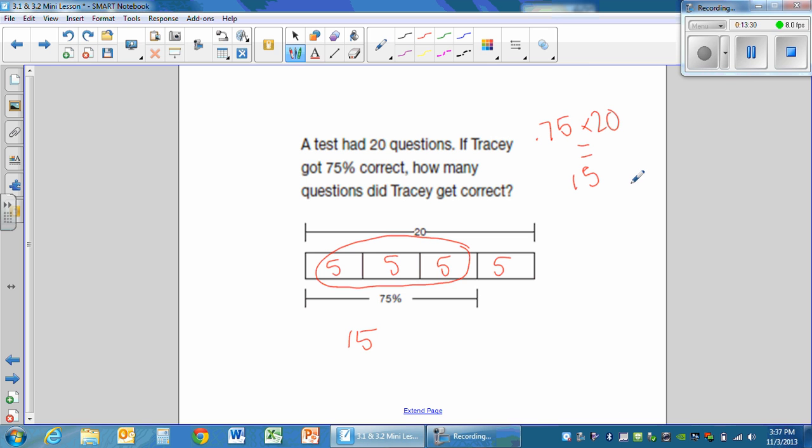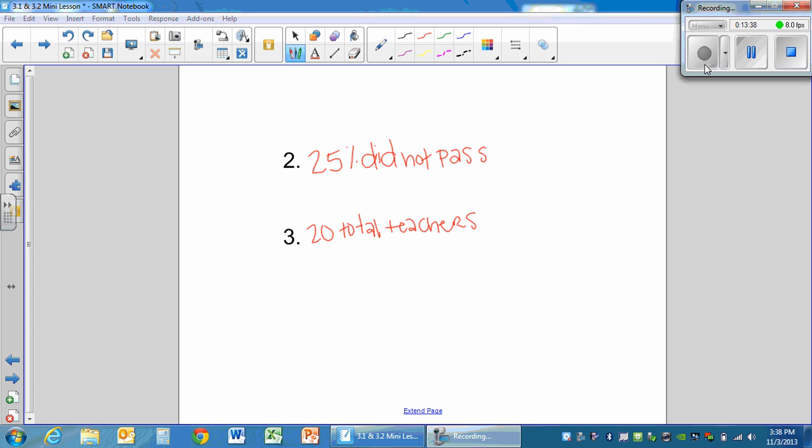Try B and C on your own, and when you're ready, press play. Here are your answers for the second and the third percent problems. 25% did not pass for number 2, and the answer for number 3 is there are 20 total teachers.